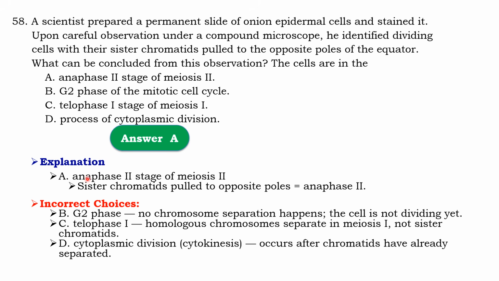The cells are in anaphase 2 stage of meiosis 2, which means that sister chromatids are pulled to opposite poles in anaphase 2. Looking at the incorrect choices, option B, G2 phase, has no chromosome separation; the cell is not dividing yet. Option C, telophase 1, has homologous chromosomes separating in meiosis 1, not sister chromatids. Option D, cytoplasmic division or cytokinesis, occurs after the chromatids have already separated. So the answer should be A.